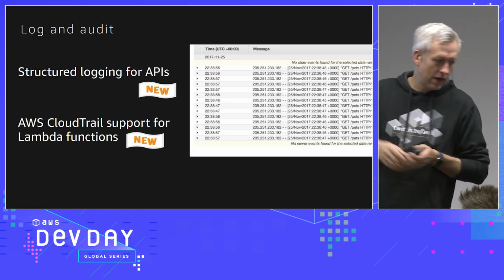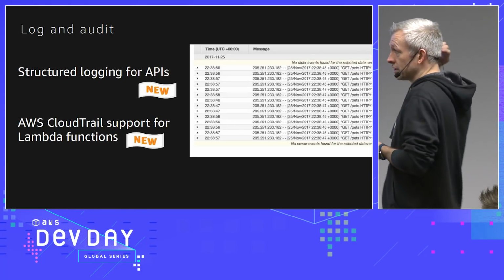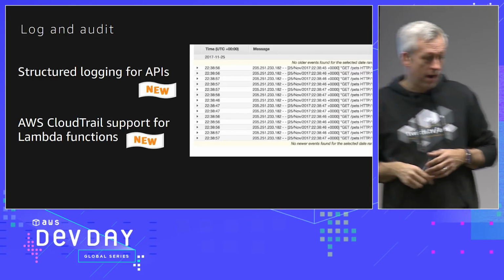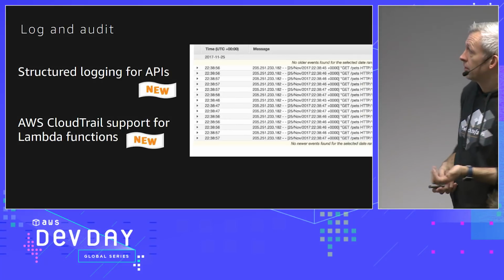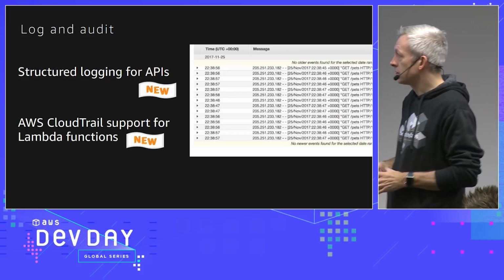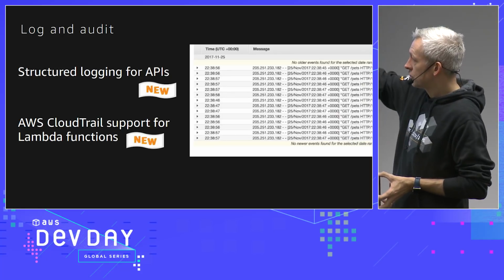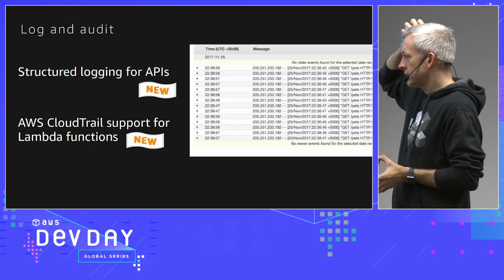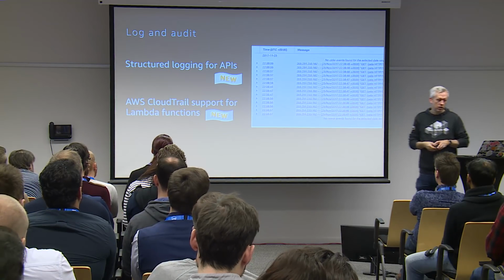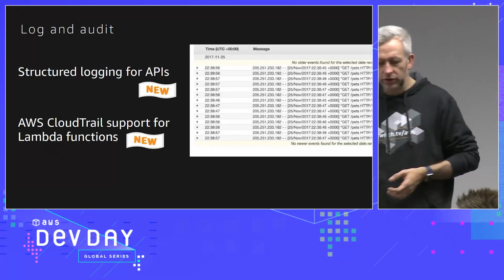Okay, and the last thing to talk about is logging and auditing. So very important for enterprise customers that might have regulatory oversight. A couple of things we've done here. We've added structured logging for the API gateway, so you can see structured log messages for API gateway requests. And then secondly, we've added CloudTrail support for Lambda functions. So CloudTrail is our auditing service.